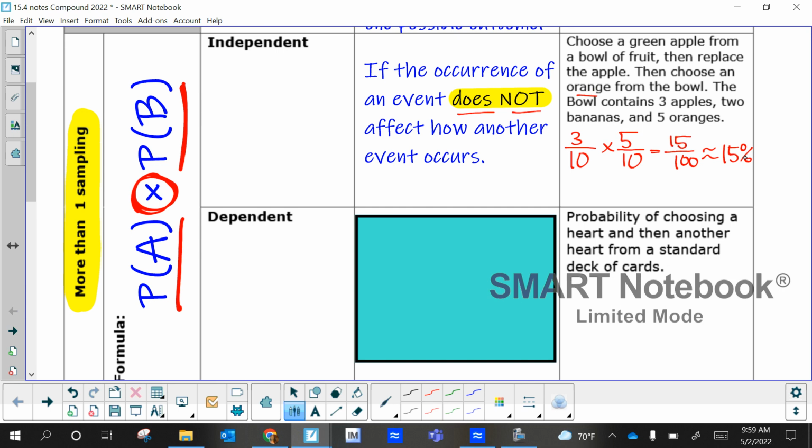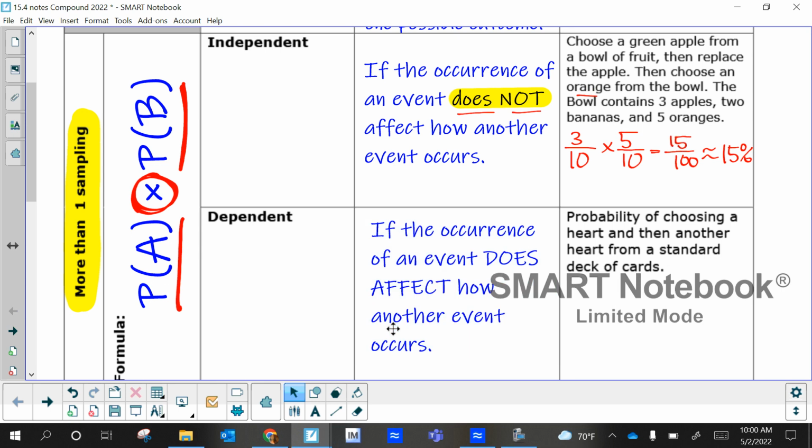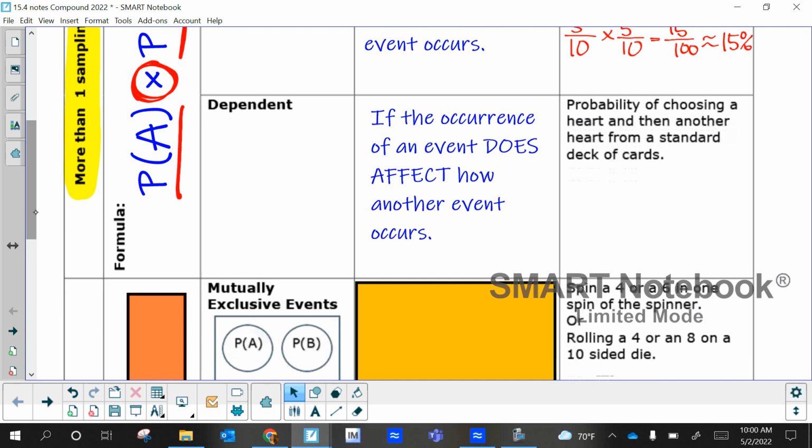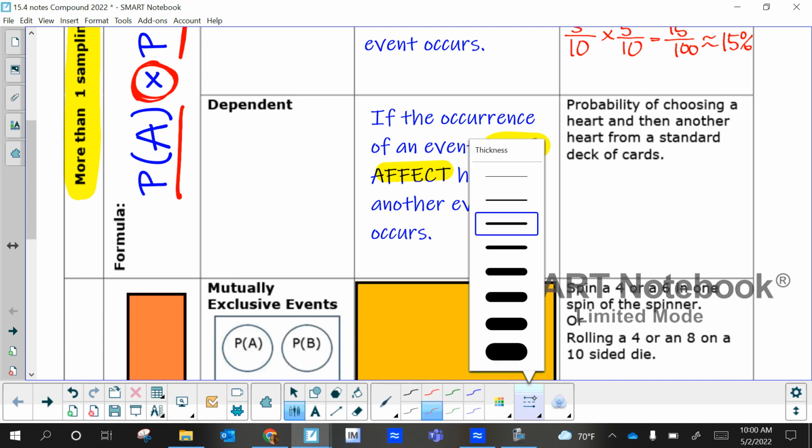All right, so let's look at what the dependent one looks like. It's probably going to be the opposite of does not, so let's see. This one uses the same formula. This happens if the occurrence of the event does affect how the other event occurs. I'm going to highlight that because I was getting mixed up with that last time. But notice we're still going to use that same formula. Let's take a look at this example.